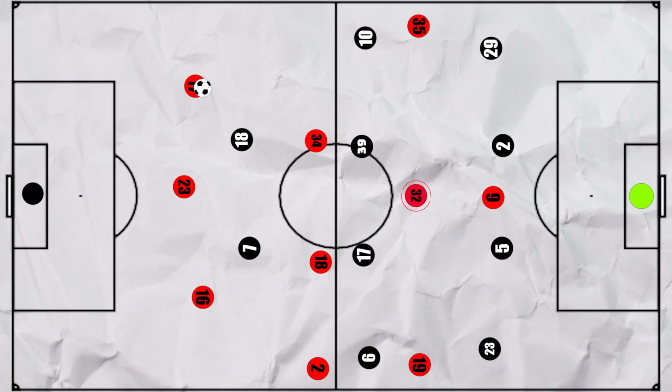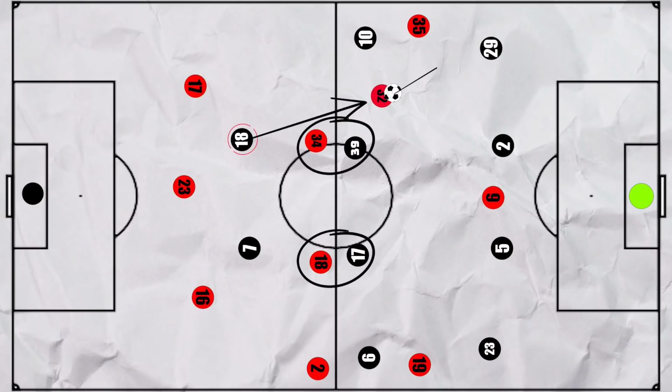Smith Rowe was crucial to the deep progression at times, dropping deep comfortably to be the extra midfielder, and as Fernandes was high, he could get time on the ball to turn and progress it.